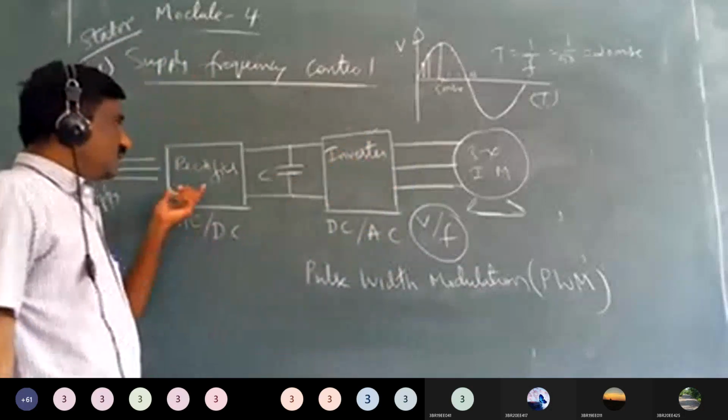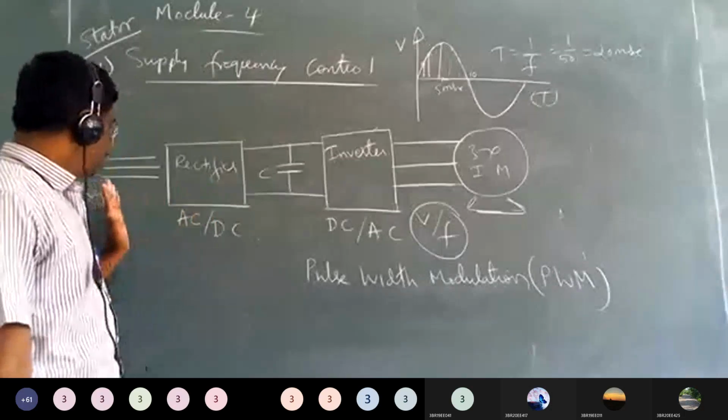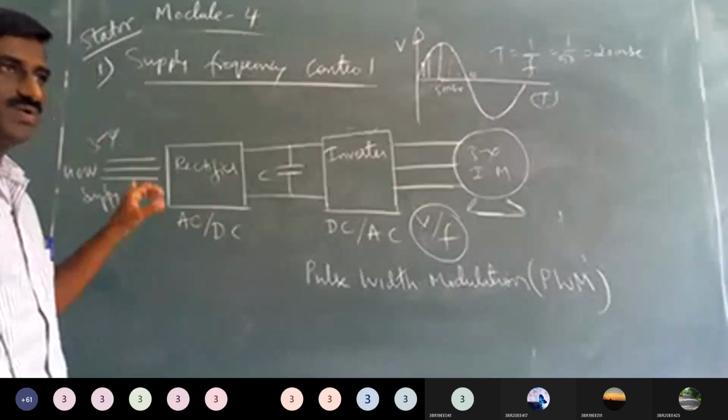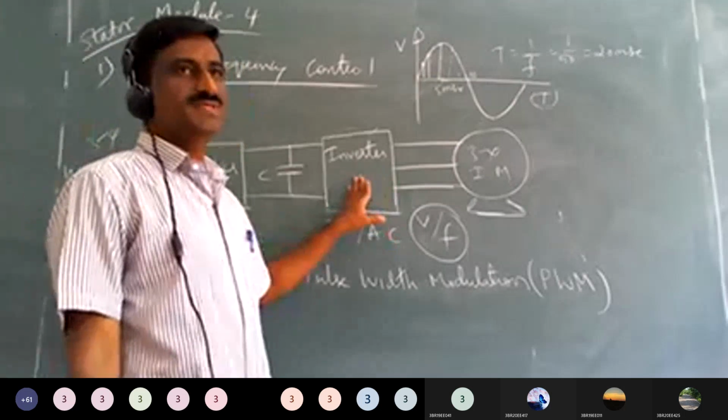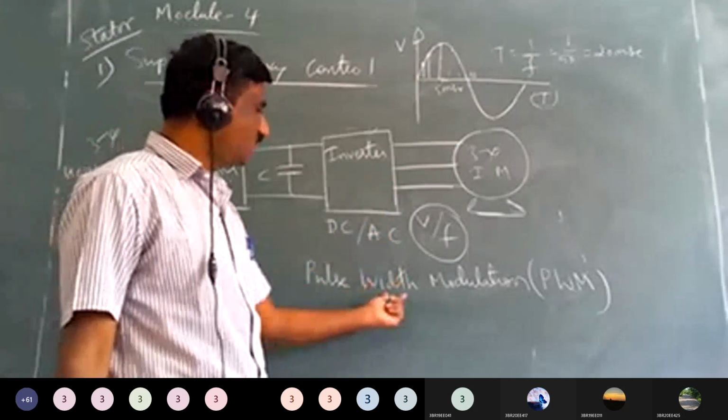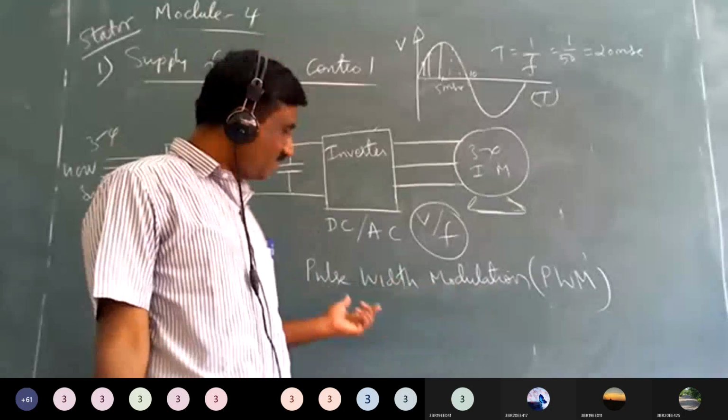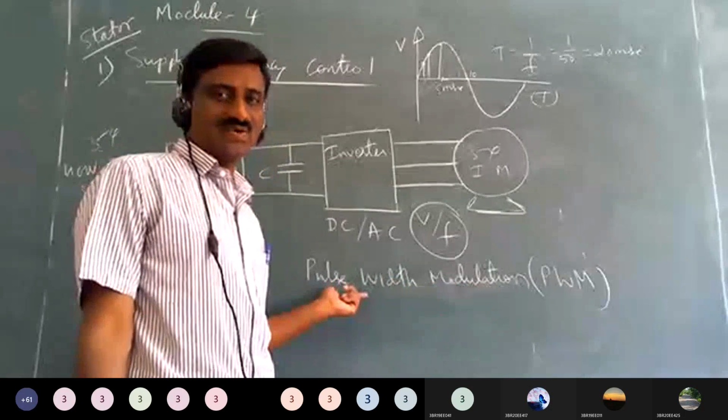So that is the rectifier. See, this AC supply we have is a normal voltage. We cannot change the frequency here. But with an inverter, we can change the frequency by a technique called the pulse width modulation technique. If I tell you this now, you won't understand, that's why I'm not going into that.